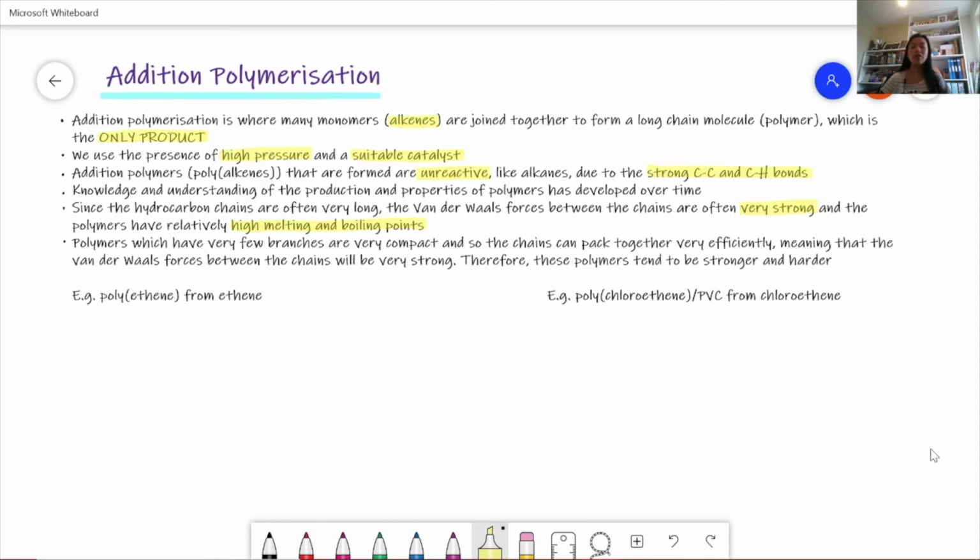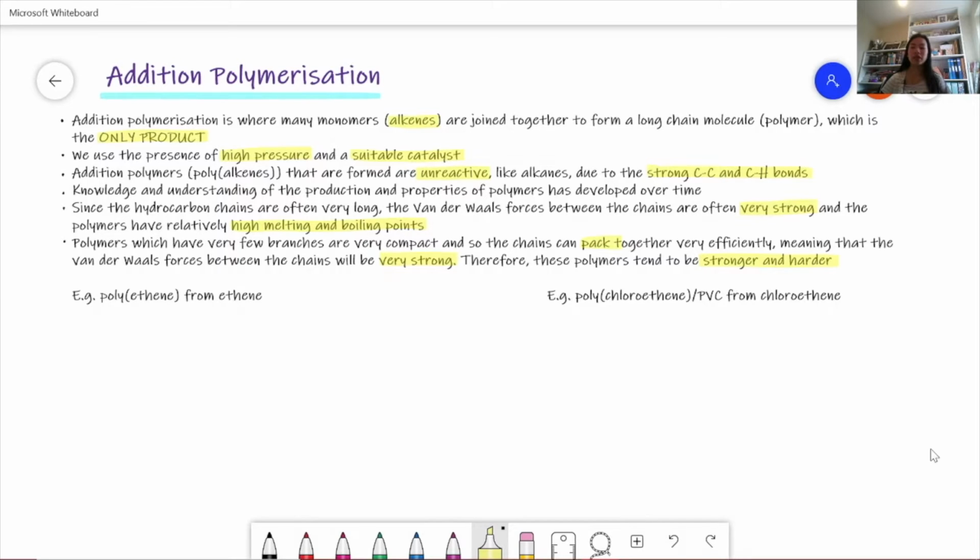Polymers, which have very few branches, are very compact, and so the chains can pack together very efficiently. And this means that the van der Waals forces between the chains will be very strong. So they can pack, and they're also very strong. And therefore, these polymers tend to be stronger and harder because, again, they'll have high melting and boiling points, and so it'll be harder to break the bonds.